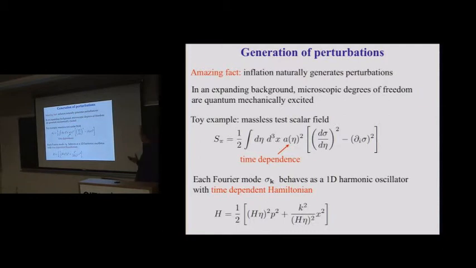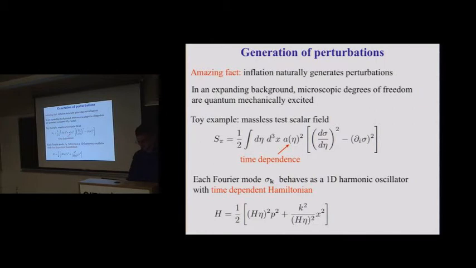Each Fourier mode, it's easy to start from this action and show that each Fourier mode of the field then behaves as an independent one-dimensional harmonic oscillator with the time-dependent Hamiltonian shown in the slide. So eta here is the time coordinate. That's conformal time during inflation. Inflation begins at eta equals minus infinity and ends at eta equals 0. In writing this Hamiltonian, I've reverted to usual quantum mechanics notation where the coordinate is x and its conjugate momentum is p, but the x that we're talking about here is really sigma k, one Fourier mode of the scalar field.